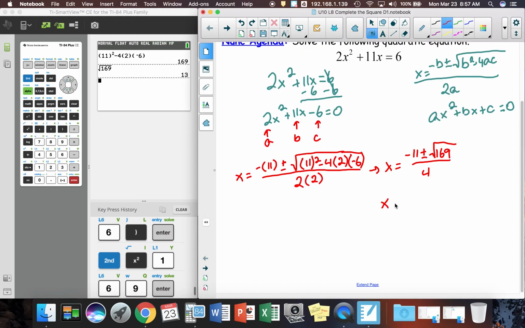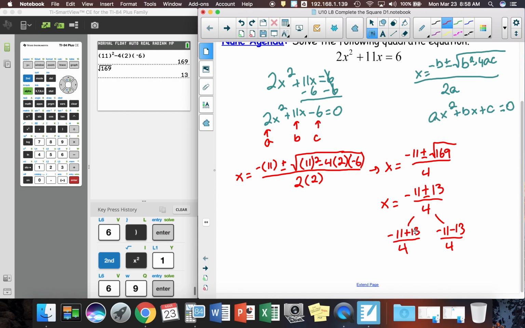That means we're going to have x equals negative 11 plus or minus 13 over 4. Now remember, because we have plus or minus, this means that we have 2 answers. And because every one of these are whole numbers, we can get a final answer. I'm going to split this up. You have negative 11 plus 13 over 4, and negative 11 minus 13 over 4.